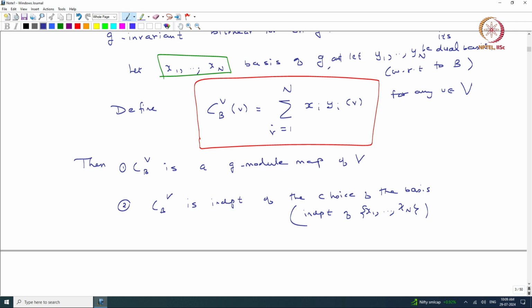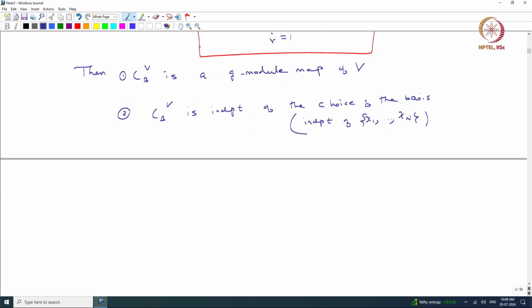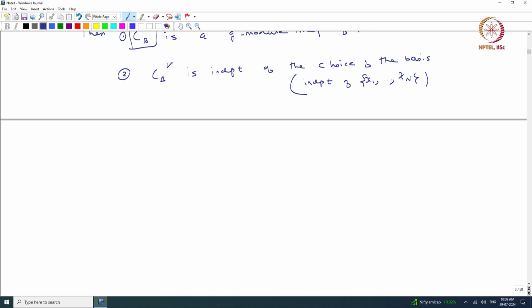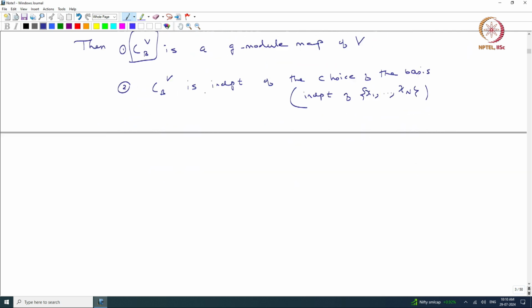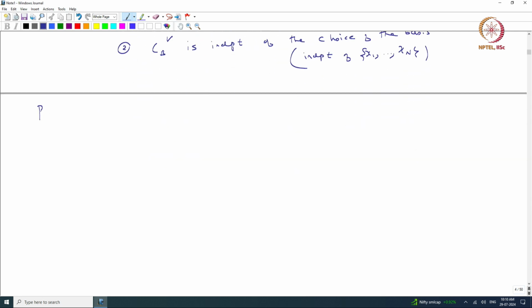So, let us verify this. We already did this calculation. So, that C_B of V is indeed a G module map, that I will leave it to you to check again. Now we will prove the second statement. The second statement is telling you that if we take another basis, let us call it z1 etc. zn, and define this Casimir operator with respect to that, then the value of this Casimir operator will not change. That is what we need to prove.